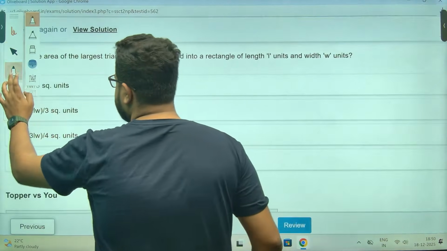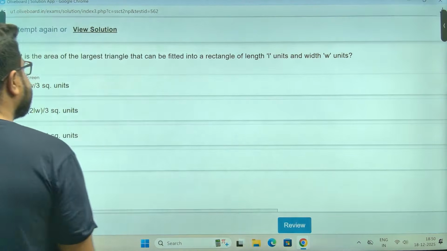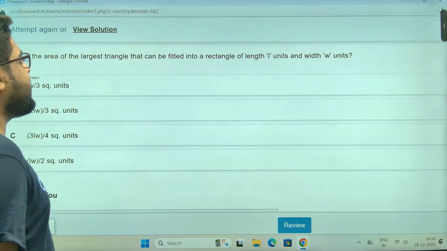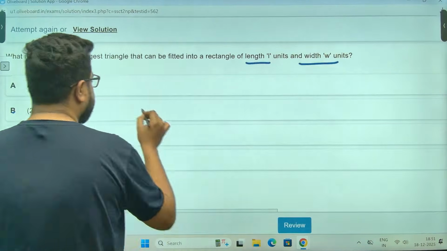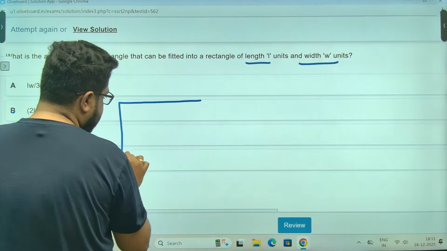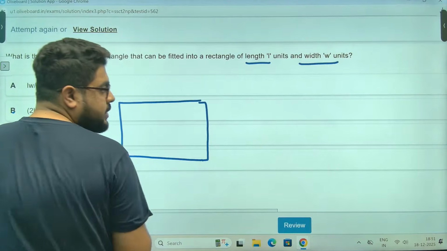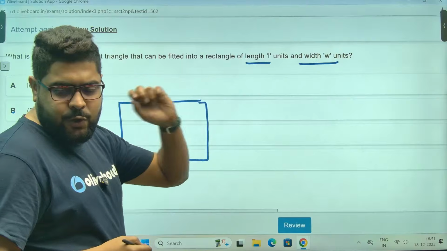Next one, sir. What is the area of the largest triangle that can be fitted in a rectangle of length L and width W? Sir, the triangle can be fitted in two ways.